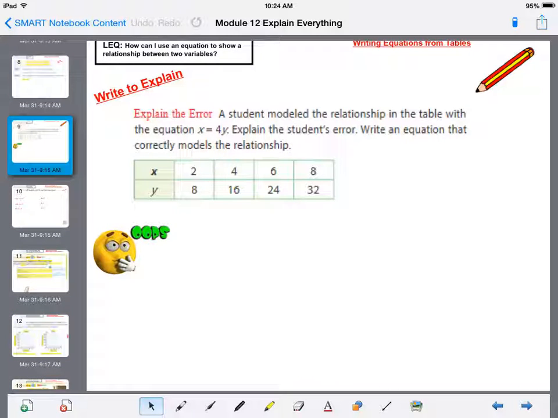In this example, a student modeled the relationship in the table with the equation x equals 4 times y. The student made an error because the equation should be the complete opposite. The equation should read y, or output, equals 4 times x, because what's happening is in order to get your y or your output, you are multiplying x times 4.